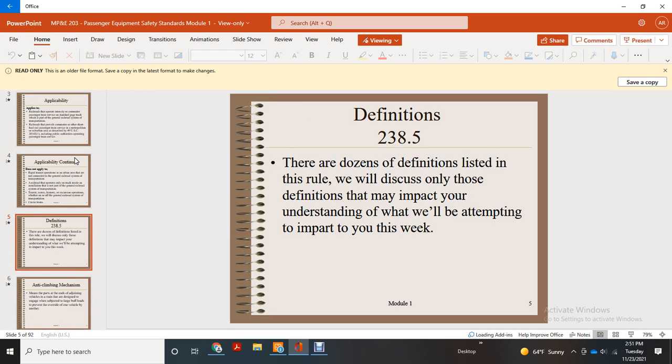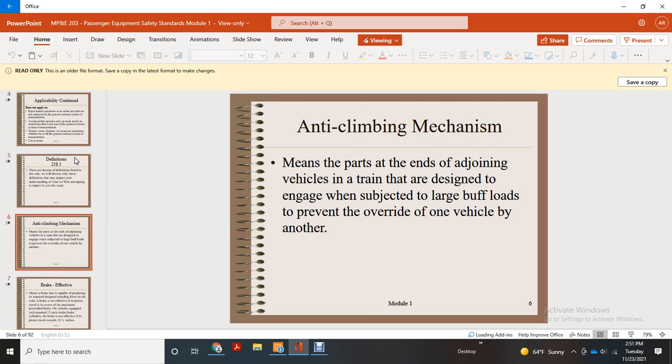Definitions, 238.5. Of the dozens of definitions listed in the rule, we will discuss only those that impact the understanding of what we will be attempting to impart to you this week. Anti-climbing mechanism means the end parts of a vehicle joining it to the train, designed to engage when subjected to large buff loads to prevent override of one vehicle by another.